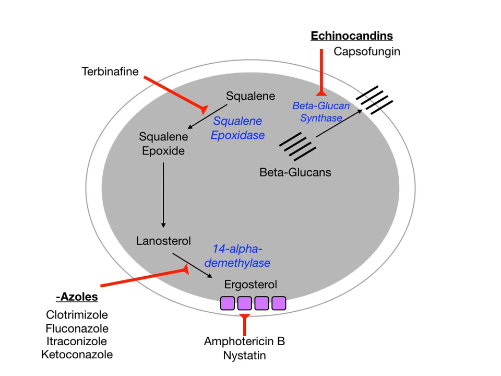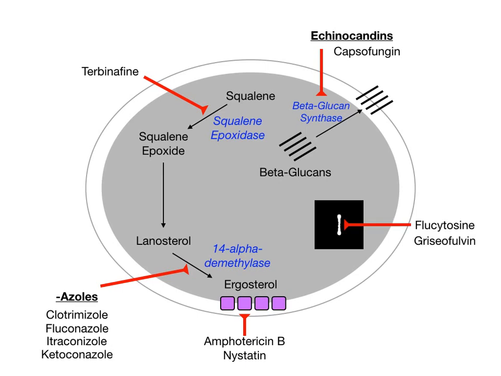So to simplify that, I'm going to draw in the nucleus here, depicted by this black square with this white strand of DNA in the center. And the two agents that inhibit the DNA and the mitotic process here are going to be flucytosine and griseofulvin. So flucytosine will specifically mess with the DNA of the fungus, and griseofulvin will mess with the microtubules.